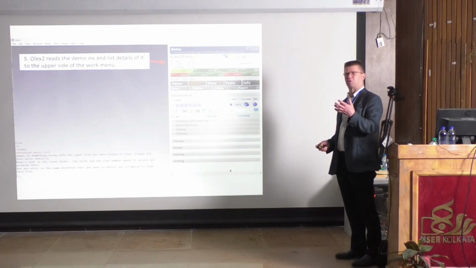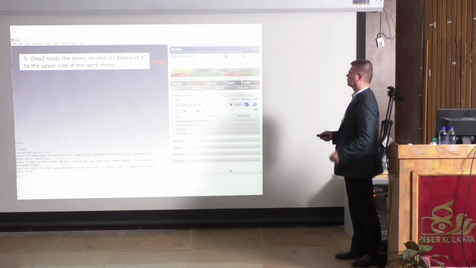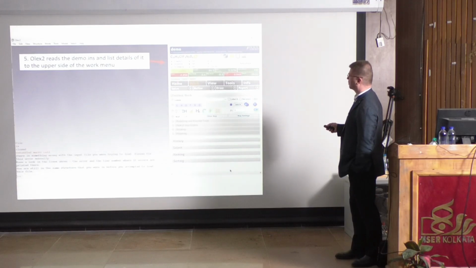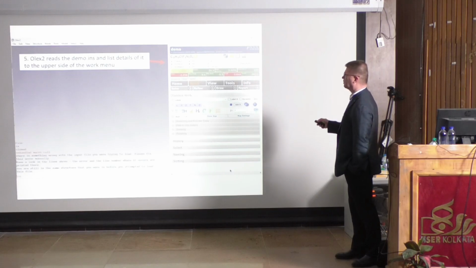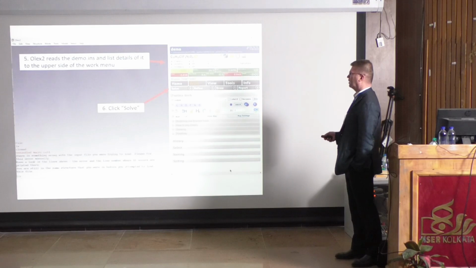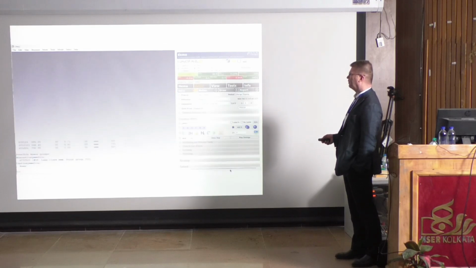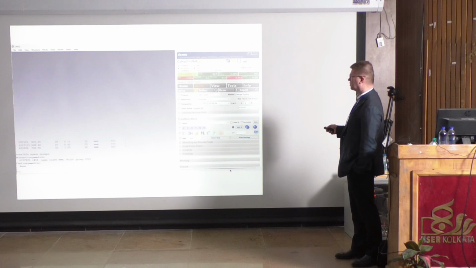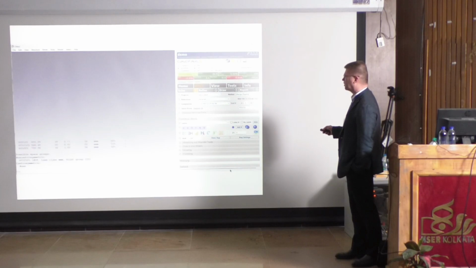Z is the number of molecules in the unit cell, and the total unit cell. And that's the idea. So we don't see anything else yet, okay? Now the data has been read in. Now we go in here, click the solve button. We activate the solve button here, and it gives us a new menu. So you can see this part changed now.